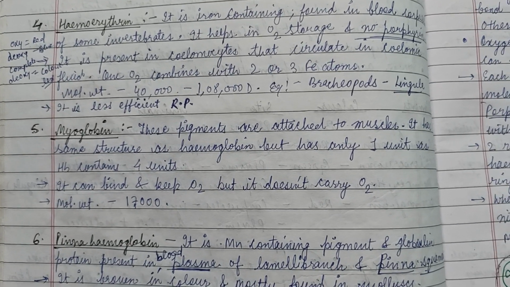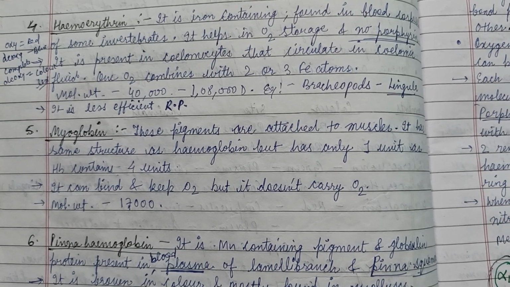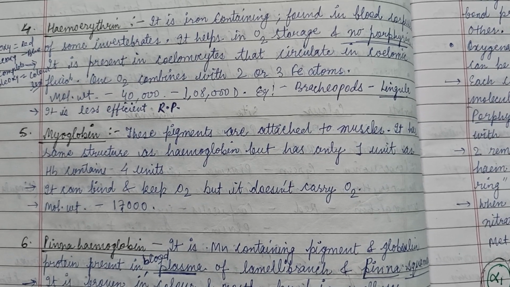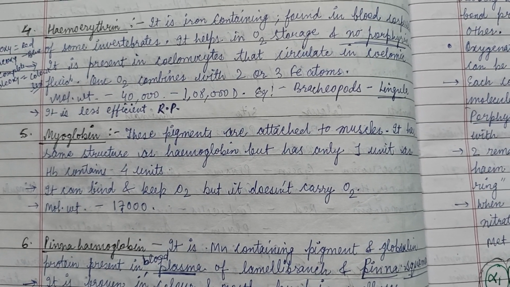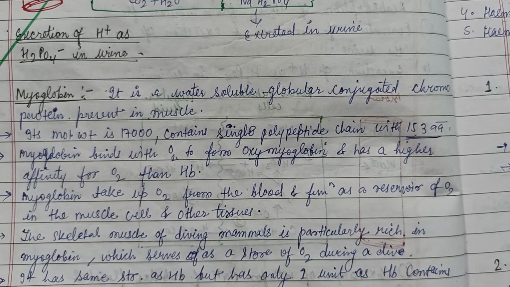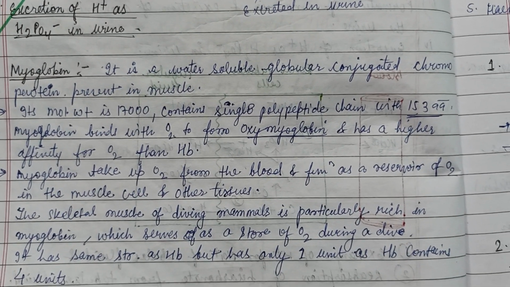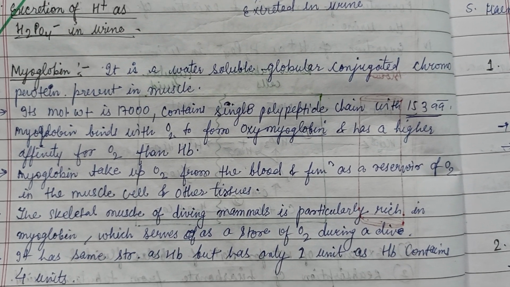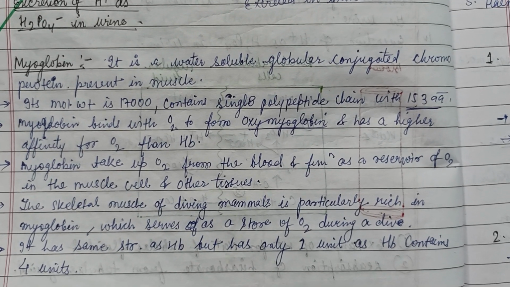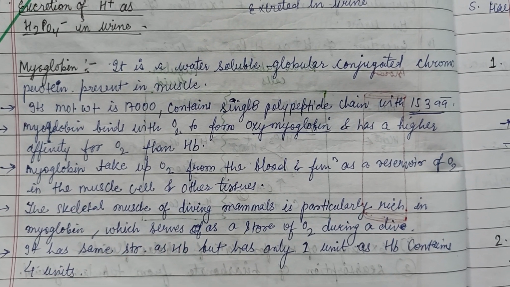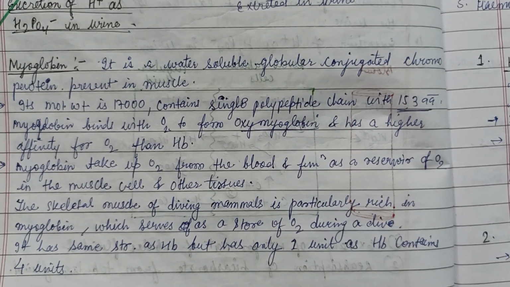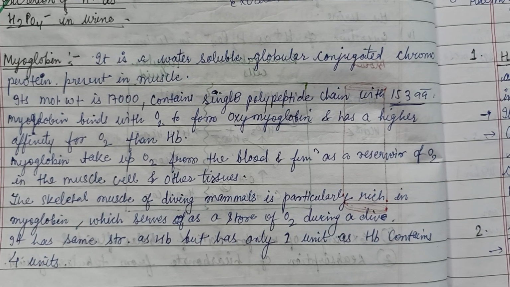Myoglobin. These pigments are attached to muscles. It has the same structure as hemoglobin but has only one unit, as Hb contains 4 units. As we know, hemoglobin consists of 4 units, and in comparison myoglobin has only one unit. It can bind and keep oxygen, but it doesn't carry oxygen. So basically myoglobin helps in storage of oxygen and doesn't transport it. Here's the difference between myoglobin and hemoglobin, and its molecular weight is 17,000. An important thing is that the skeletal muscle of diving mammals is particularly rich in myoglobin, which serves as a store of oxygen during a dive.